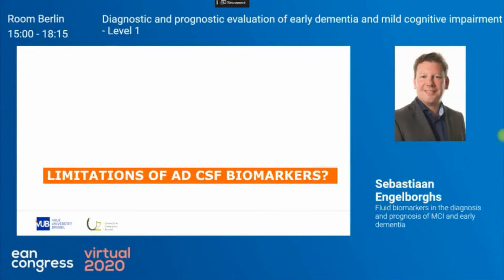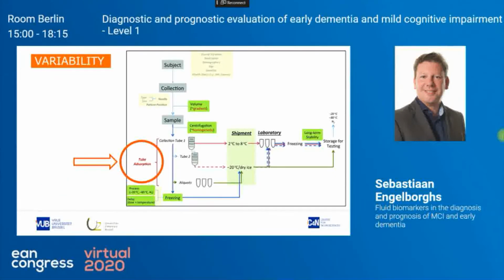What are the limitations of these CSF biomarkers for Alzheimer's disease? A huge problem with regard to the AD-CSF biomarkers is the variability, and there are numerous sources of variability. This slide shows you all the potential pre-analytical sources of variability. The most important one is tube adsorption. Amyloid beta is a sticky protein, and in case of the use of glass tubes or polystyrene tubes, it sticks to the tube wall and leads to false low A-beta values. Therefore, it is very important to use polypropylene tubes for collection as well as for storage of the CSF.